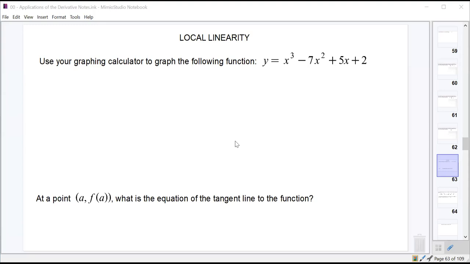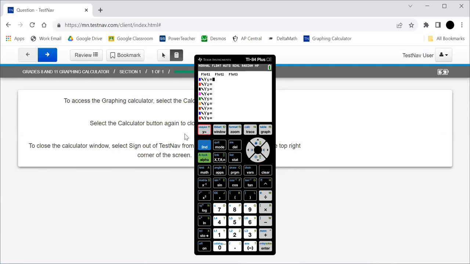So what we're going to do right now is start with using our graphing calculator to graph this function, x cubed minus 7x squared plus 5x plus 2. I'm going to go into y equals, and plug in that equation, x to the third minus 7x squared plus 5x plus 2. And we'll hit graph, and we can see a portion of this cubic function.